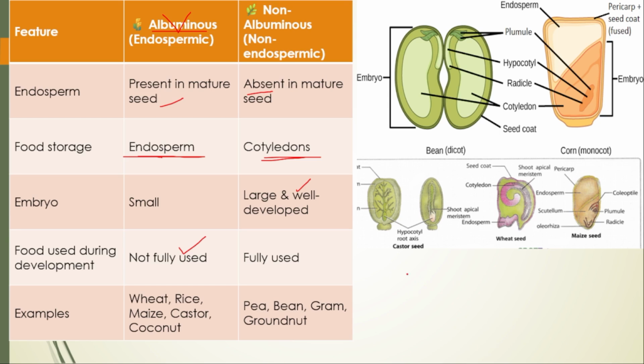Okay, here I gave some of the diagrams. This is the bean, which is non-albuminous, and this is the corn, which is of a monocot, and here this is the castor, which is albuminous. Wheat is also albuminous, and maize is also albuminous.